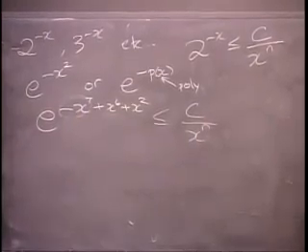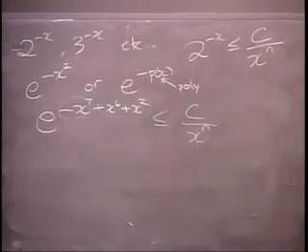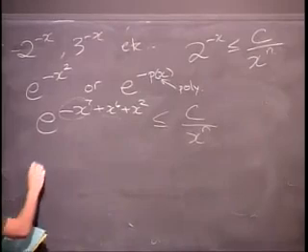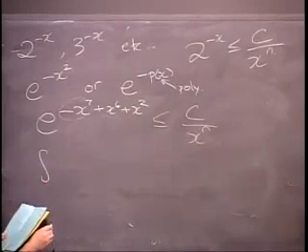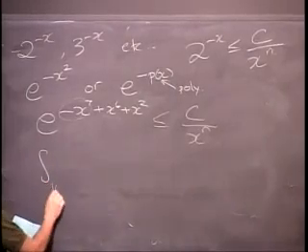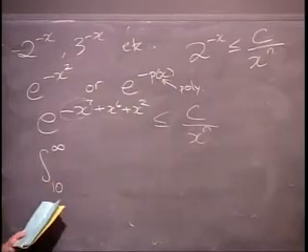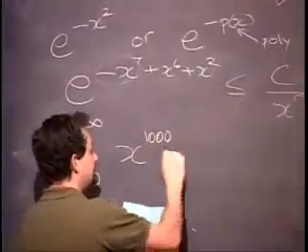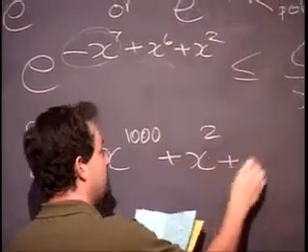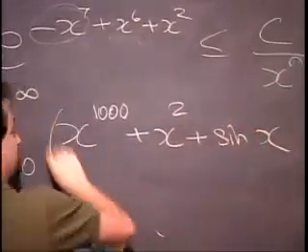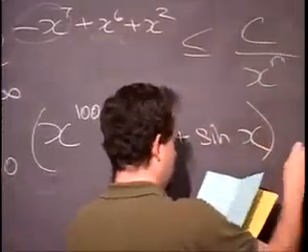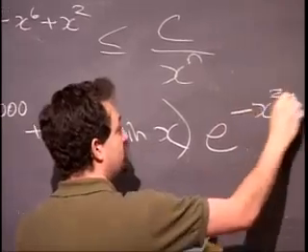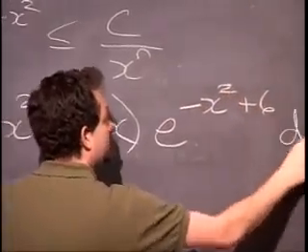All right, so inspired by this, I have one more problem, and it's going to involve a couple of the techniques that we've done so far. So here goes. The integral from 10 to infinity of (x to the 1,000 plus x squared plus sine x) times e to the minus x squared plus 6, dx.